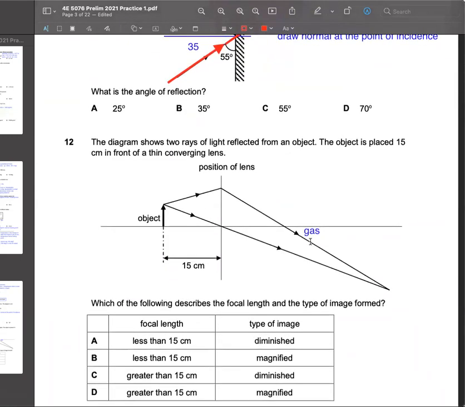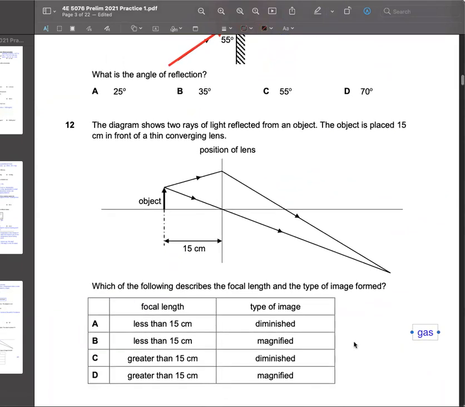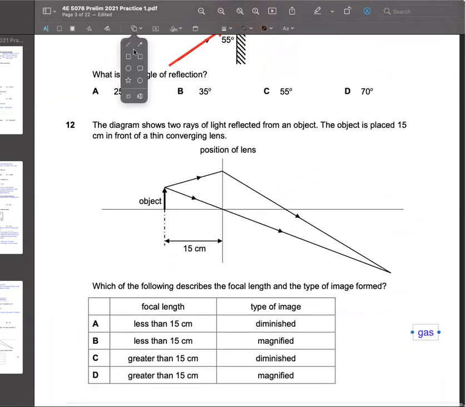Okay, question 12. Here we have the object, then we have the image. The image will be formed over here. Can you tell me the characteristics of this image? Magnified, inverted, and real.